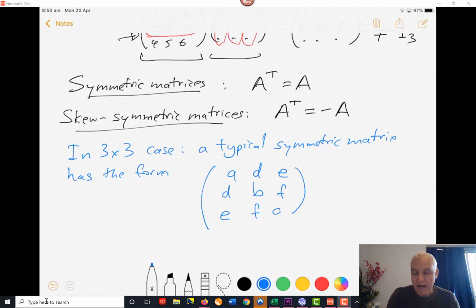And we can see that there's a 6-dimensional space of these things, right? There are 6 parameters that describe these symmetric matrices.